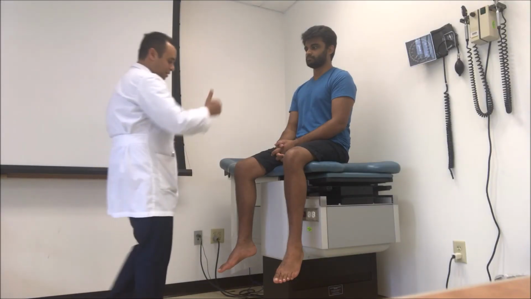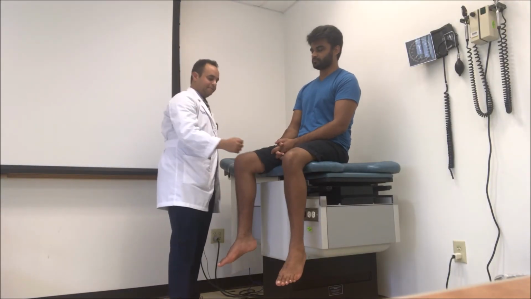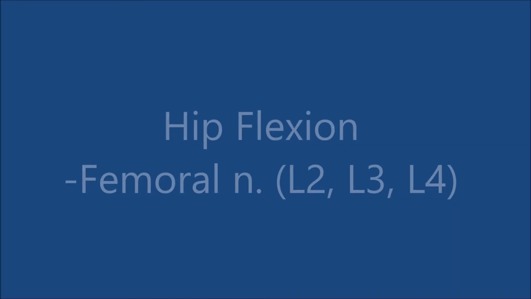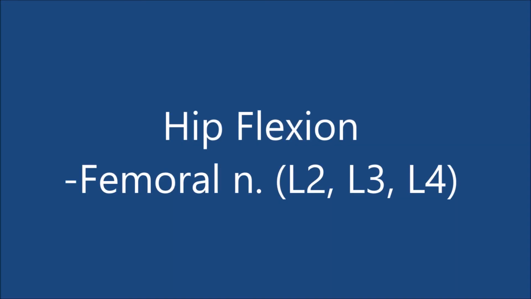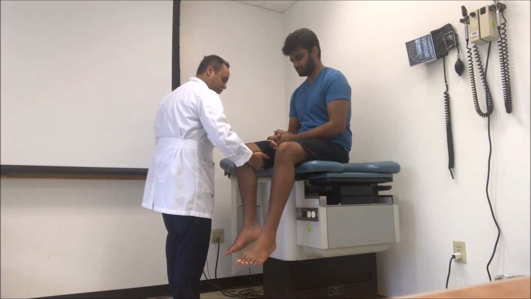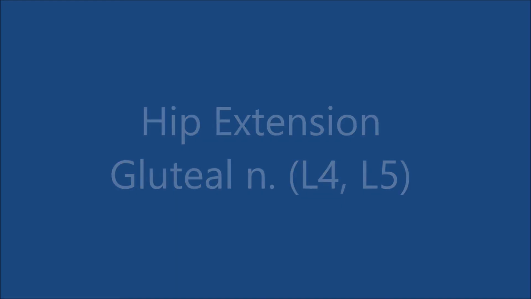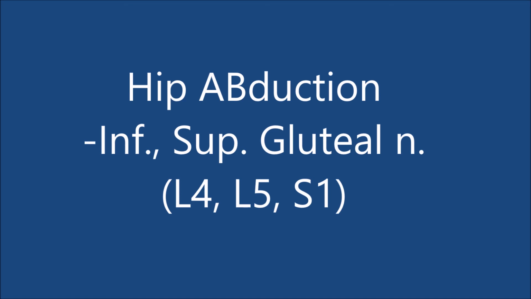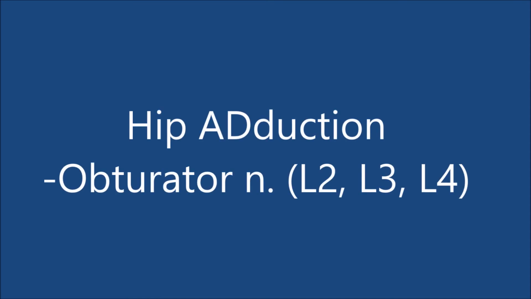Next, we'll be assessing the patient's lower extremities, starting with hip flexion, which is innervated by the femoral nerve with nerve roots L2, L3, L4. Hip extension is done by the gluteal nerve with roots L4, L5. Hip abduction is innervated by the inferior and superior gluteal nerves with roots L4, L5, S1, while hip adduction is innervated mostly by the obturator nerve, in addition to some others, but mostly the obturator nerve with roots L2, L3, L4.